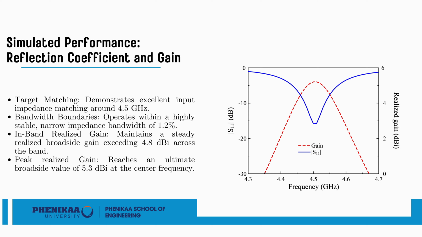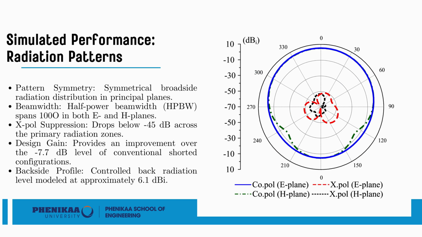Beyond impedance matching, the most remarkable achievement of this segmented design lies in its modified far-field radiation patterns. When analyzing the 2D far-field radiation patterns at 4.5 GHz, the antenna demonstrates highly symmetrical broadside characteristics. The half-power beamwidth extends exceptionally wide, covering approximately 100 degrees in both the principal E-plane and H-plane.